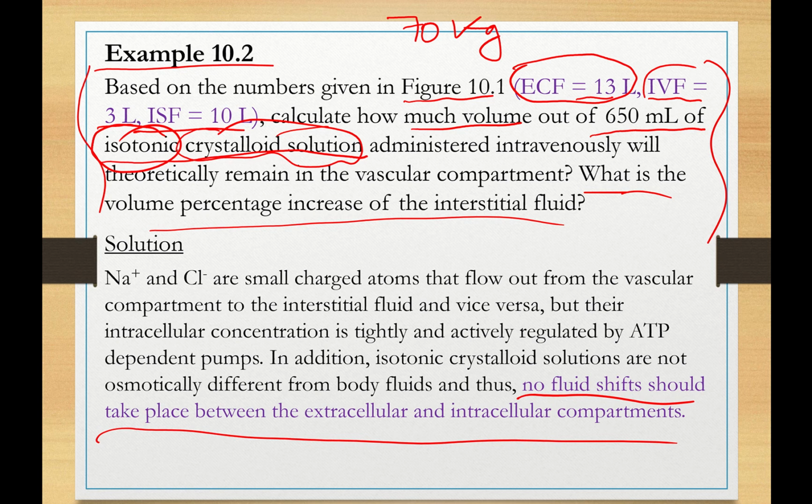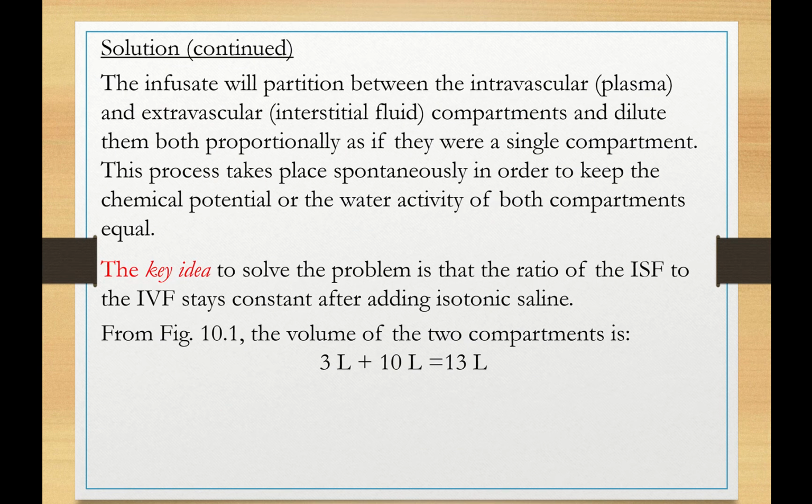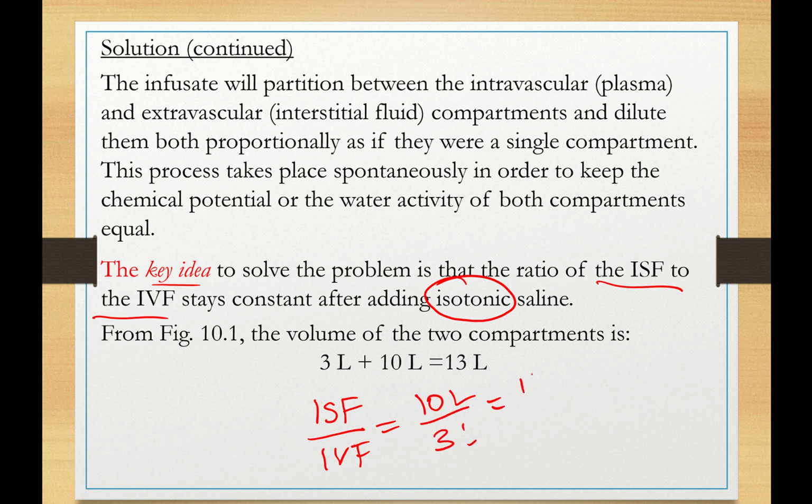Here we're going to solve it in a way similar to the mixture problems that we've seen way back. The key idea to solve this problem is the ratio of the interstitial fluid to the intravascular fluid, which stays constant after adding isotonic solution. Since there is no electrolyte imbalance here, this ratio will remain equal to 10 liters over 3. So it's going to be 10 over 3.